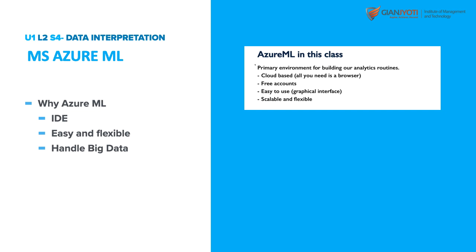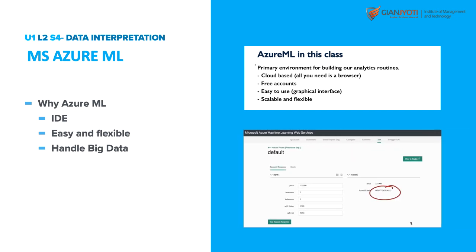What we are going to use is classic Azure ML, which is freeware, and you can create free accounts, and we'll see the graphic interface. The most important part is that it is scalable and very flexible. As I was saying in the last slide, this is on the client side, and this is the testing part also. We put in the number of bathrooms, bedrooms, square foot living, and square foot lot, and you get a price on the right-hand side, which is predicted by this model. That's the beauty of this.